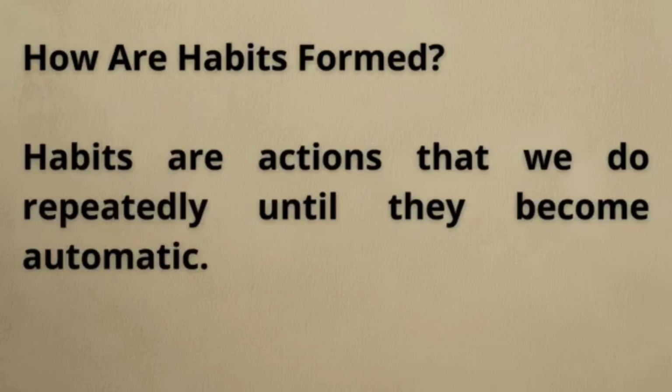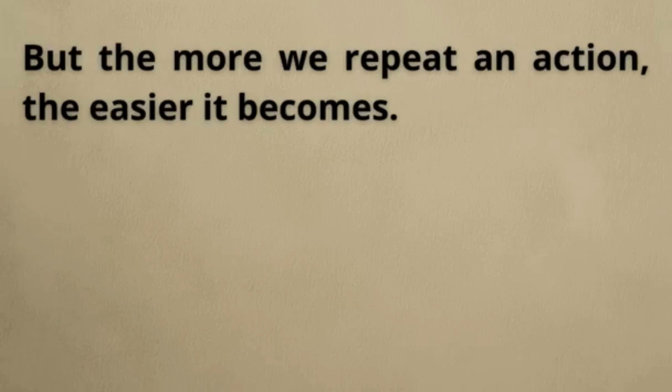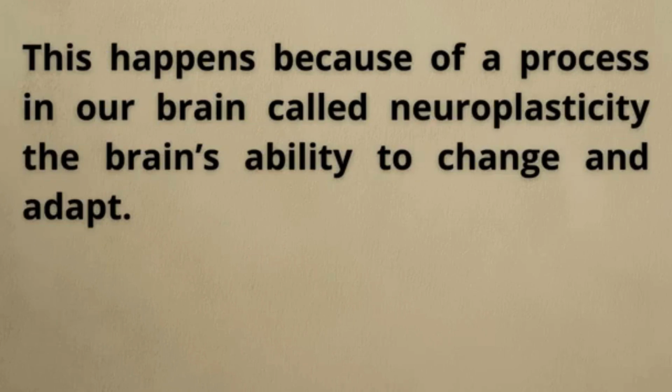The science behind consistency. How are habits formed? Habits are actions that we do repeatedly until they become automatic. When we first start something new, our brain has to work hard to focus. But the more we repeat an action, the easier it becomes. This happens because of a process in our brain called neuroplasticity, the brain's ability to change and adapt.